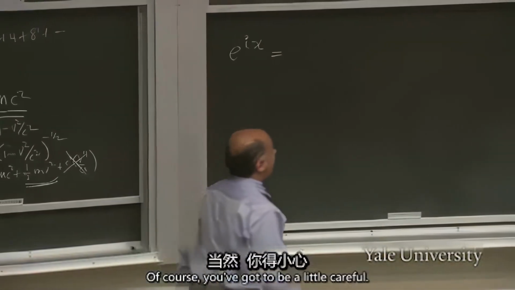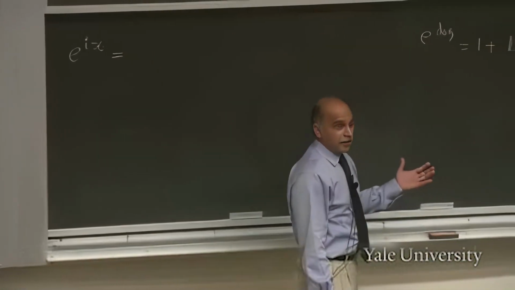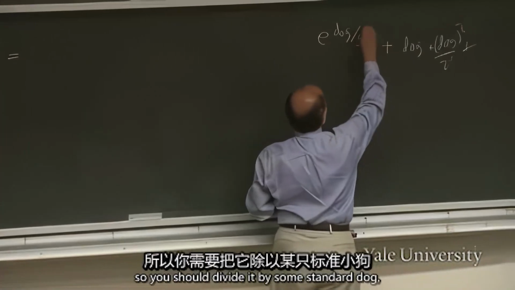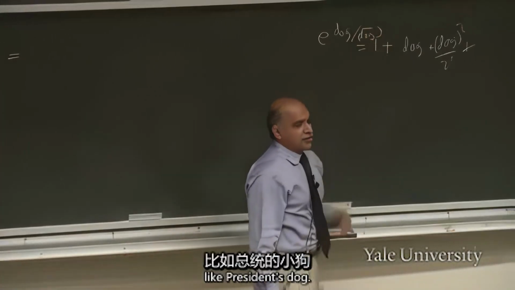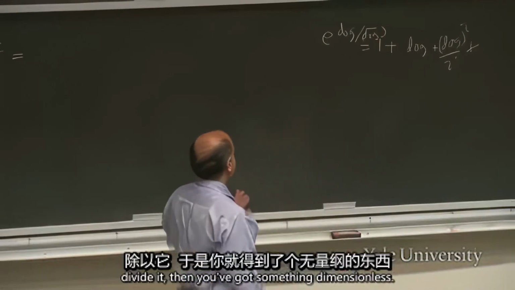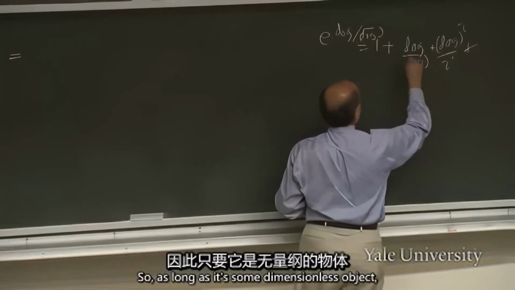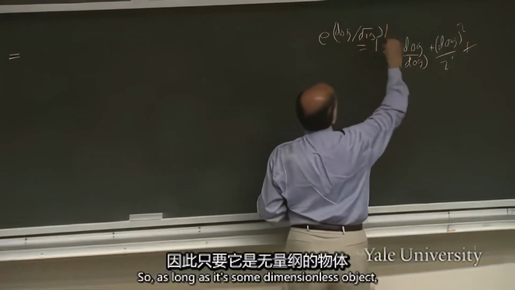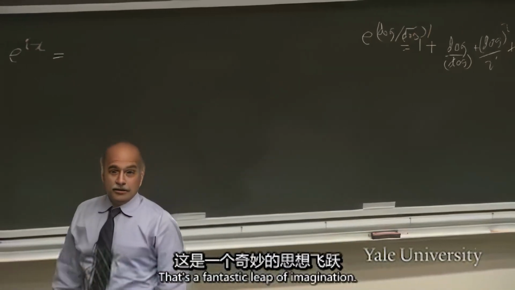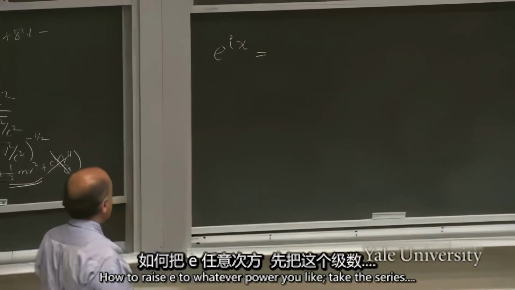Of course, you got to be a little careful. You cannot raise e to dog because the units don't match. Because there is a dog here and dog squared, so you should have divided by some standard dog. Like the president's dog. Take some standard, Napoleon's dog, divide it, then you got something dimensionless, then it will work. So as long as there is some dimensionless object, this is what we mean by e raised to that. That's a fantastic leap of imagination. How to raise e to whatever power you like, take the series.